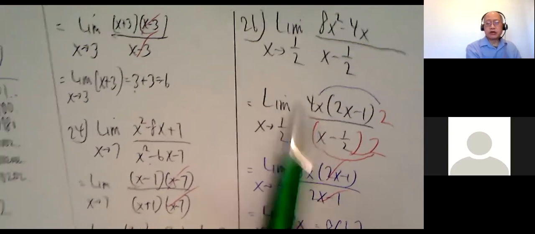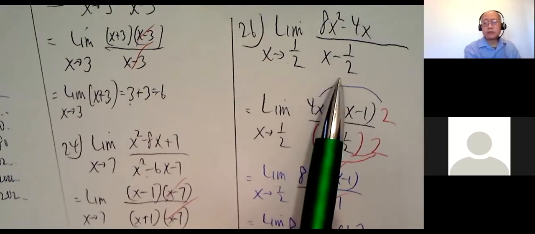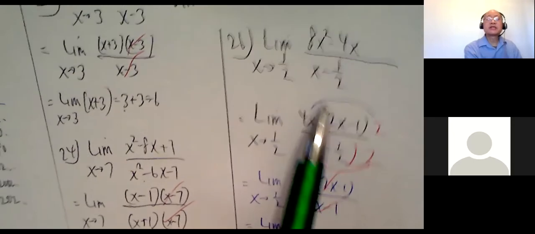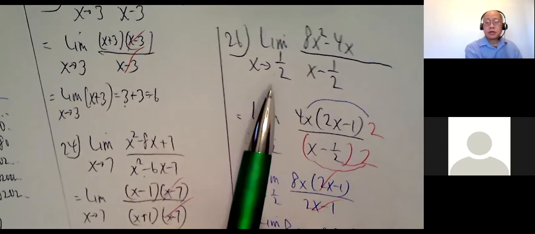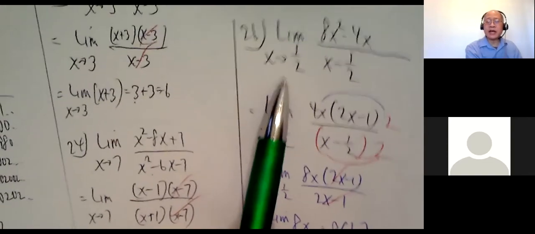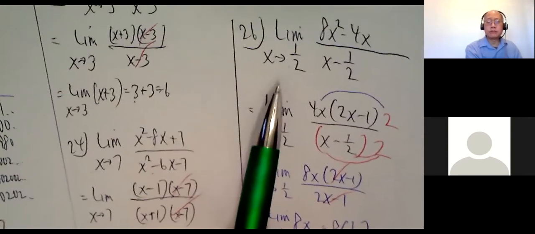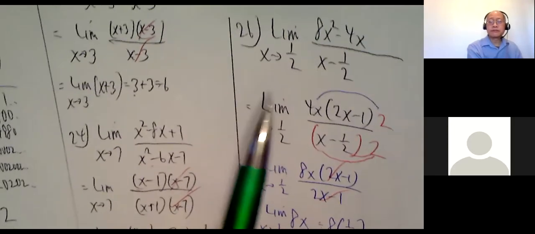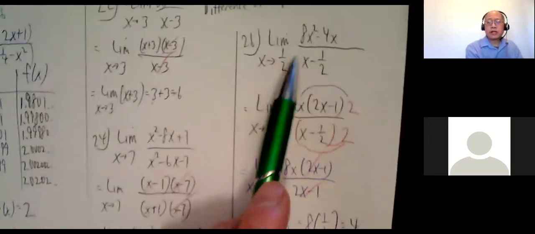This one's a little bit strange. You know you can't plug in 1/2, but I will declare the limit still exists because I'm not plugging in 0.5 really. I'm plugging in 0.4999 or 0.50001, and that will exist. Okay, so here's what I did. First thing I did was factor the top.